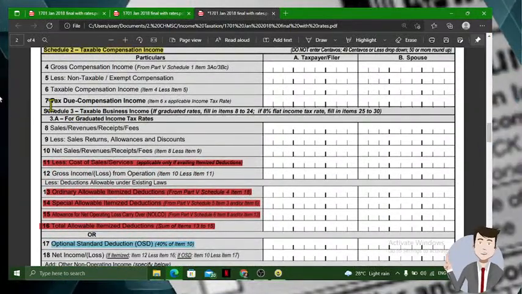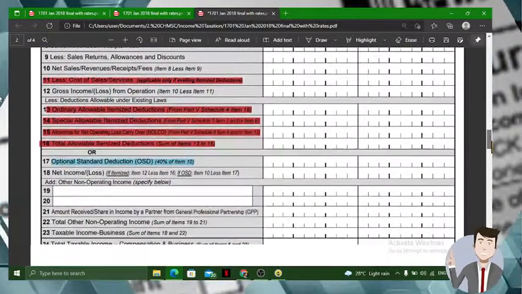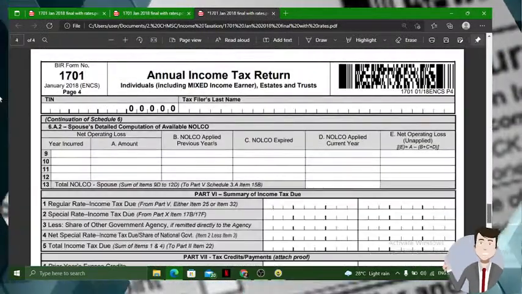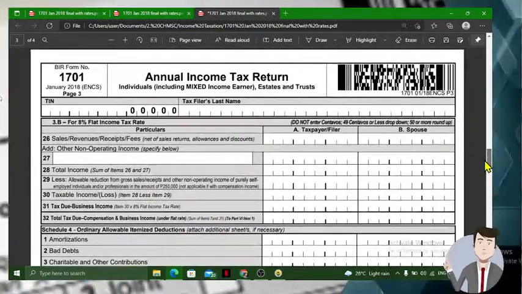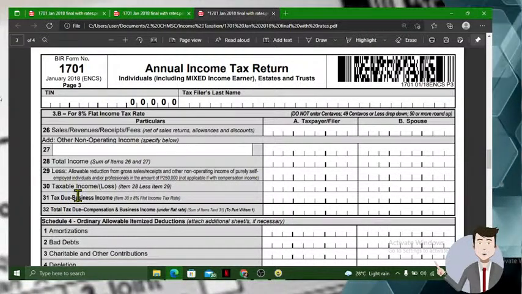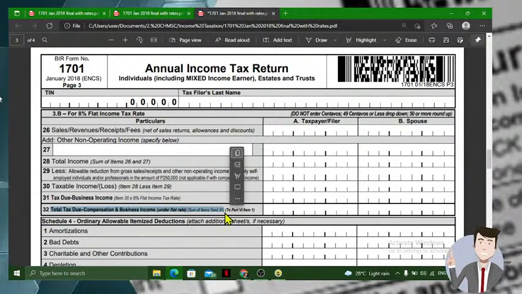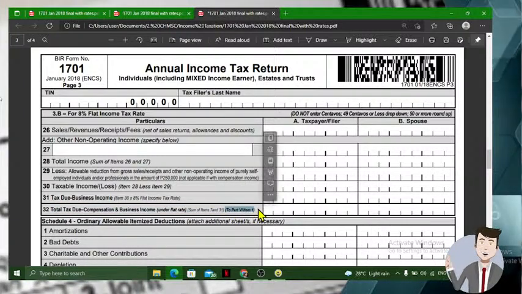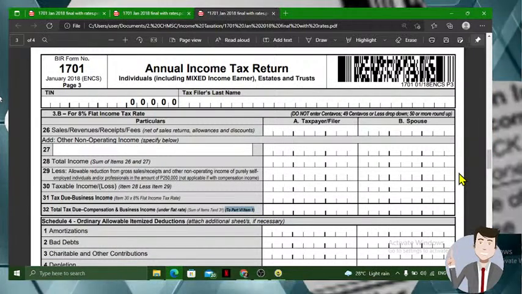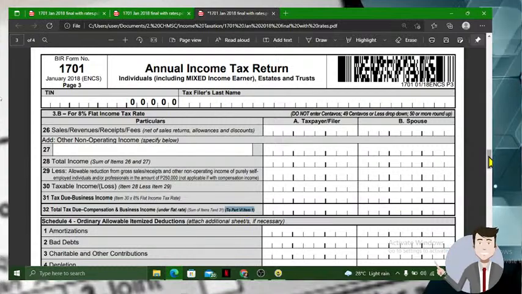Item number 7, ariyo, ang tax sa imo nga sweldo. So you have to add it up with item number 31, and that would be your total tax due for compensation income. Take note guys, it is highlighted that it would go to your part 6 item number 1. So balikan kadtuan ta. Let's proceed to this portion, part 6 item number 1.